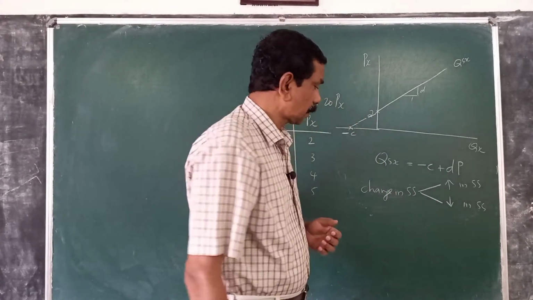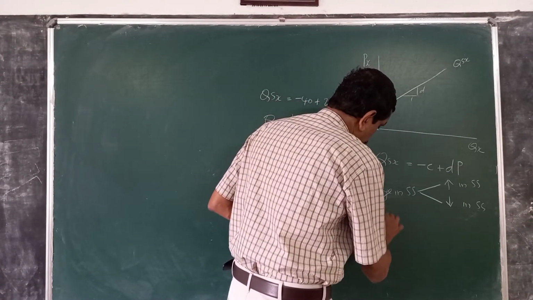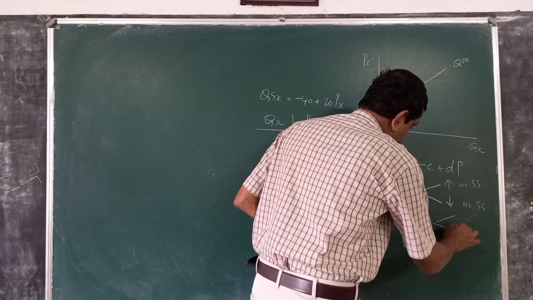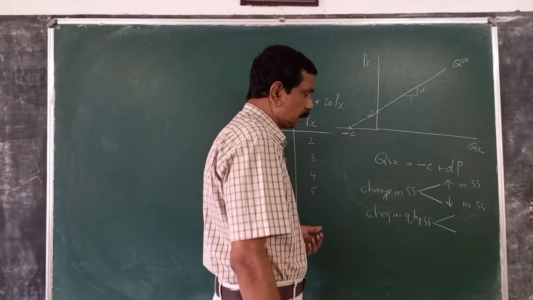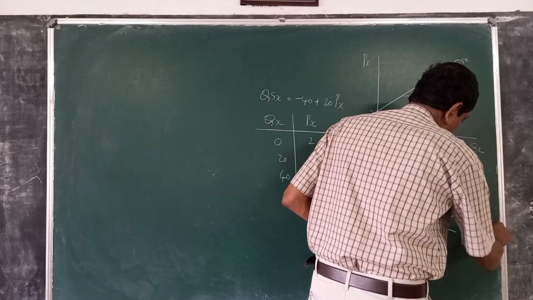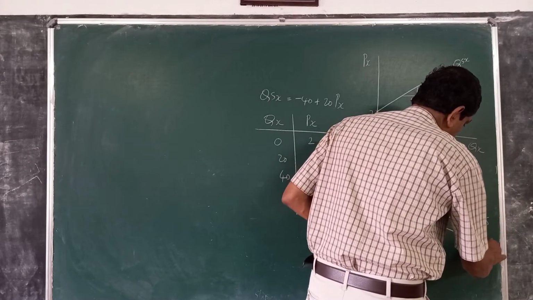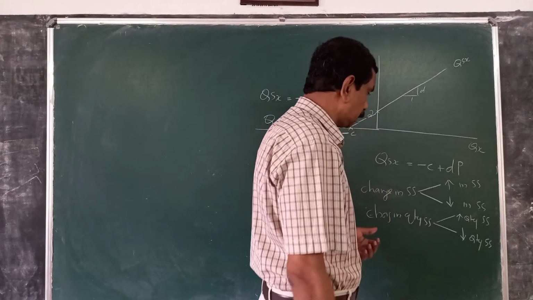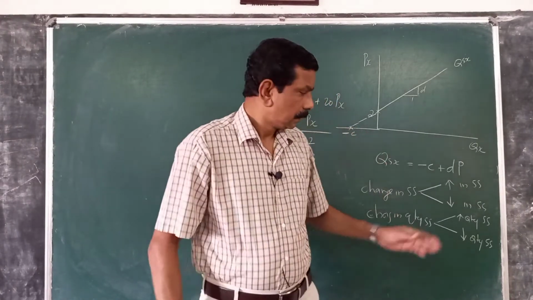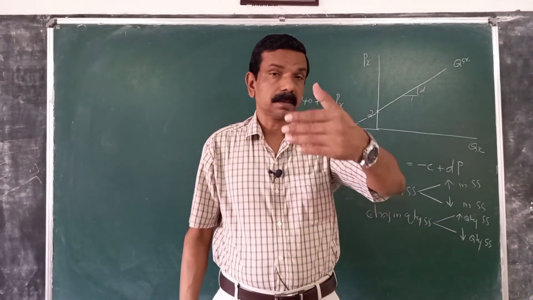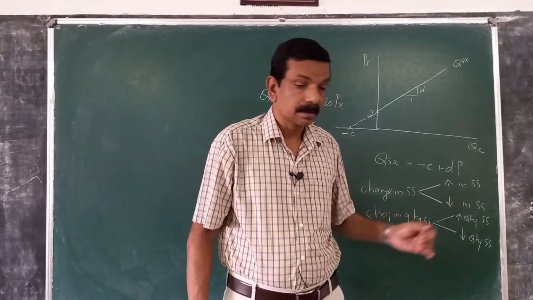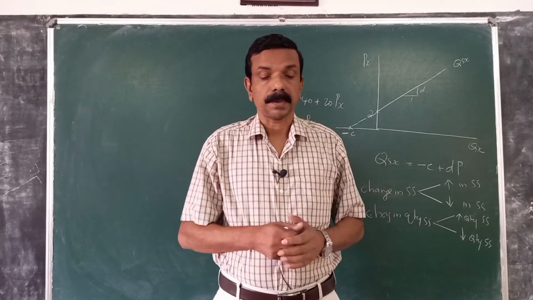And it is distinguished from change in quantity supplied. Change in quantity supplied is increase in quantity supplied and decrease in quantity supplied. So, change in supply means increase or decrease in supply. Change in quantity supplied means increase or decrease in quantity supplied.